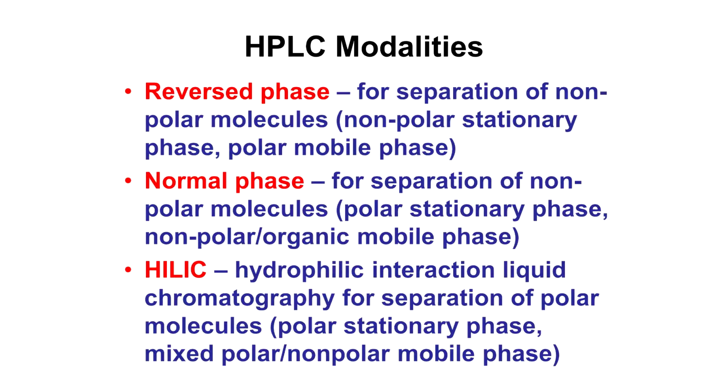HILIC is picking up popularity. It's allowing people to look at a lot of the things that would come out in the void volume of HPLC. And this is something that many people forget, is that most molecules in the body are very polar. Most metabolites are very polar. And so if you want to look at most molecules in the body, you should probably be using HILIC of some kind. So it's ideal for separating polar molecules, and it's working with both a polar stationary phase and a relatively polar mobile phase.